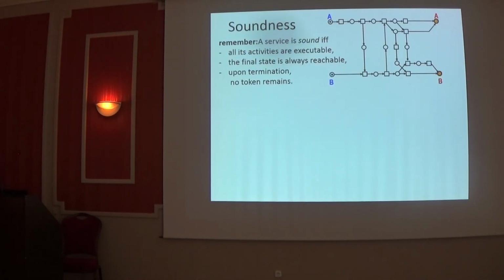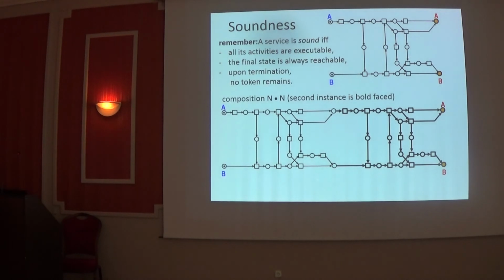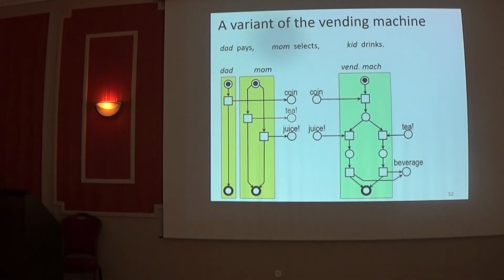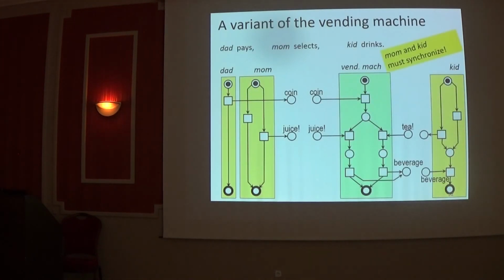So that means if you have this kind of system and you compose it, and it is just the same figure again, the same second instance, so to speak, then we have the theorem: composition of two sound services is again sound. That's what we wanted and that's what we achieved. Okay, then there comes a tricky property which I will not show you. It's called? Pardon? How is it called? The tricky property? We don't give it a name.